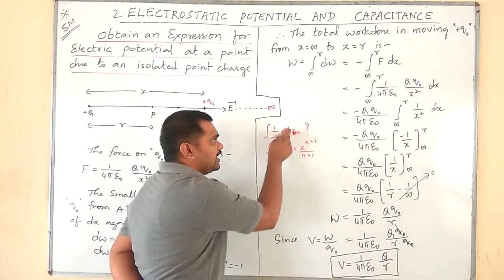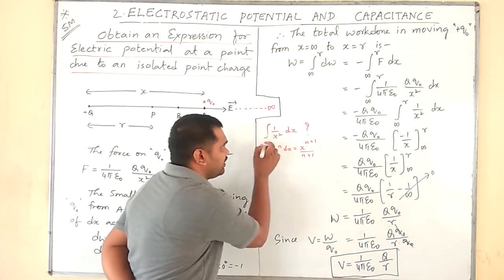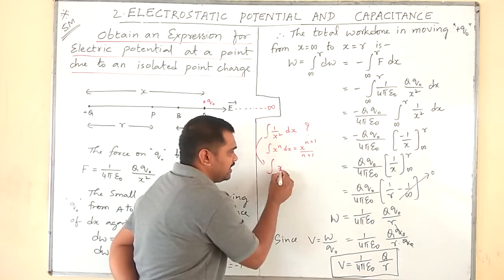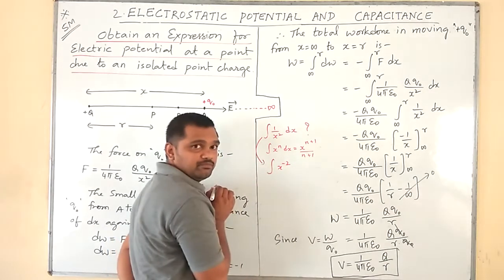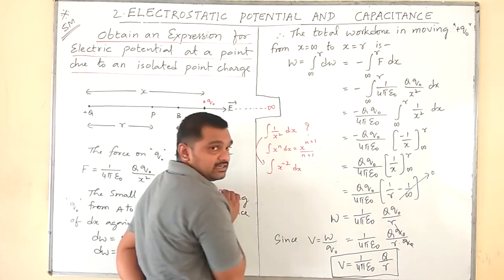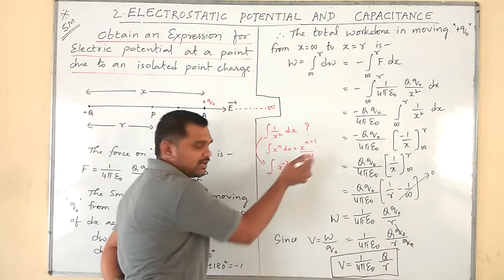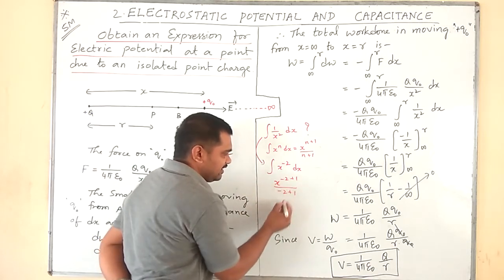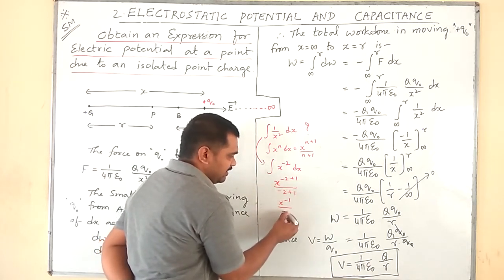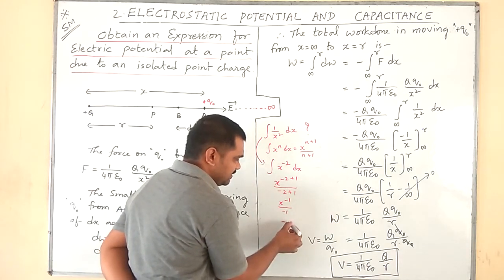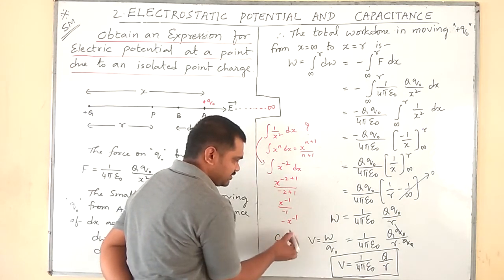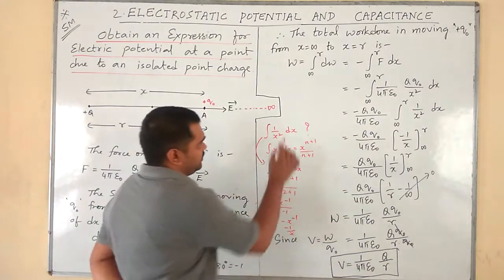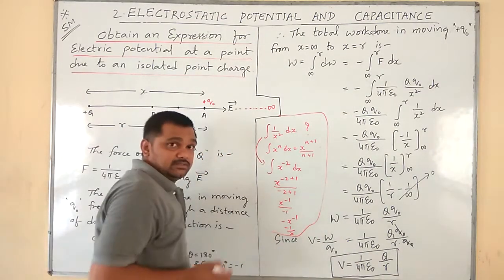I will expand this using this formula. I will write this like this. 1 divided by x square means x power minus 2. Okay, so dx. Integrate x power minus 2. What do you get? x power minus 2 plus 1 divided by minus 2 plus 1. That is x power minus 1 divided by minus 1, which is minus x power minus 1, which is minus 1 over x. Like this. Okay. You should know this.